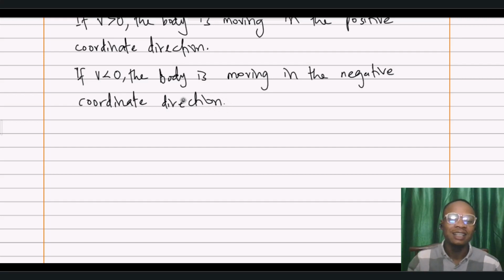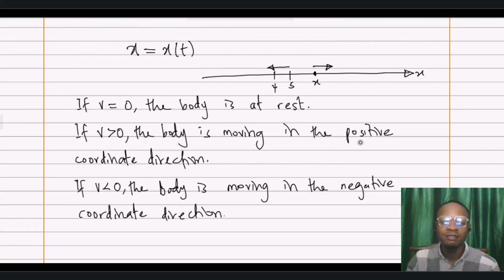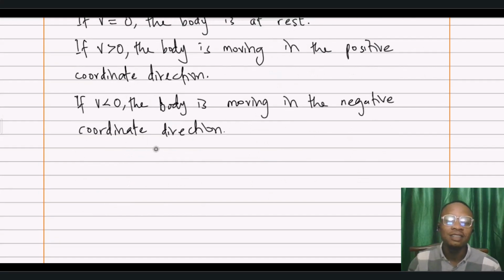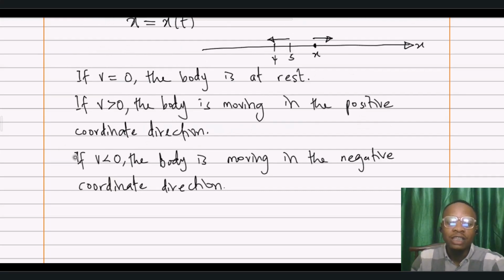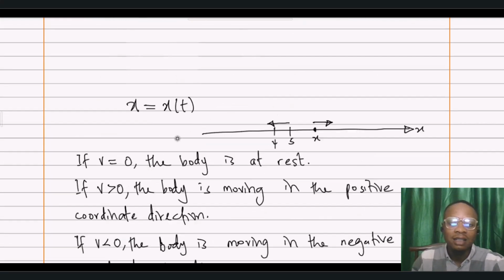So altogether, we can see that if the body is moving in the positive coordinate direction, v will be positive. If the body is moving in the negative coordinate direction, v will be negative. If the body is at rest, v will be 0. That means the instantaneous velocity helps us capture the direction of motion as well. At that instant. So those are some primary things to know about instantaneous velocity.